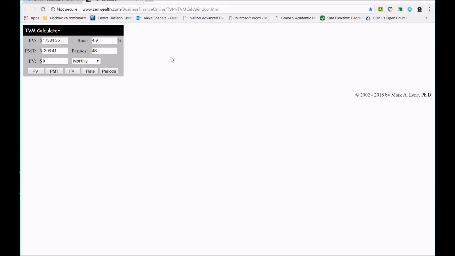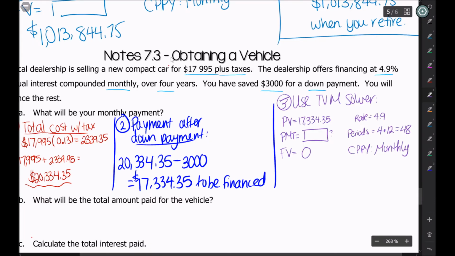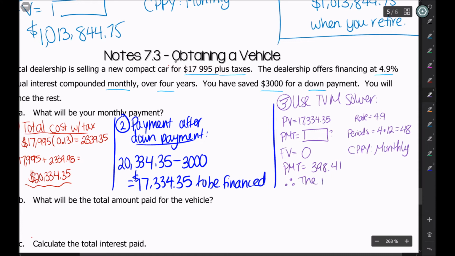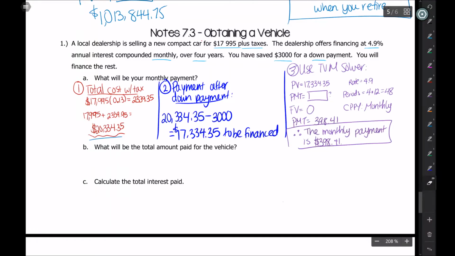So it's $398.41. So we can say here that since PMT equals $398.41, therefore the monthly payment is $398.41. Okay? All right, part B, what will be the total amount paid for the vehicle?